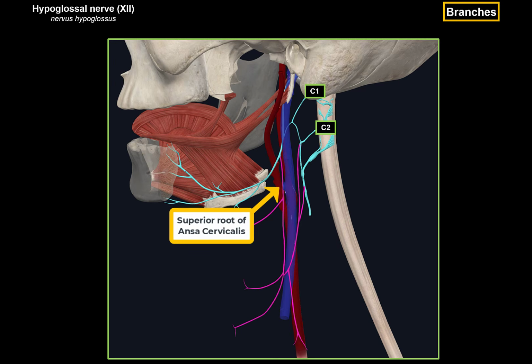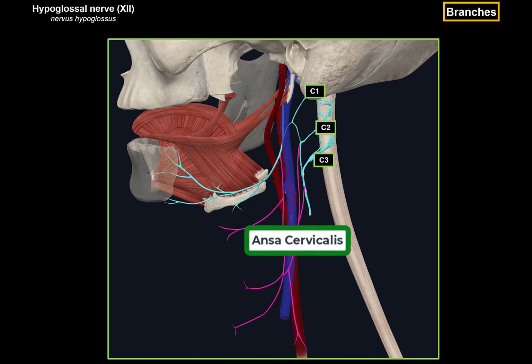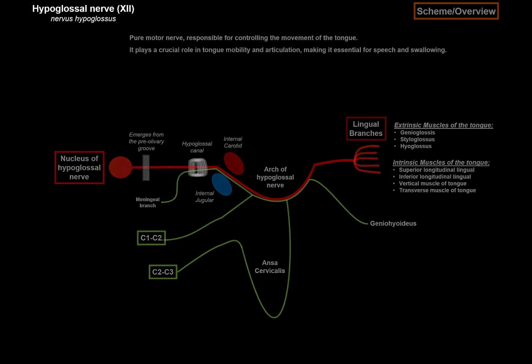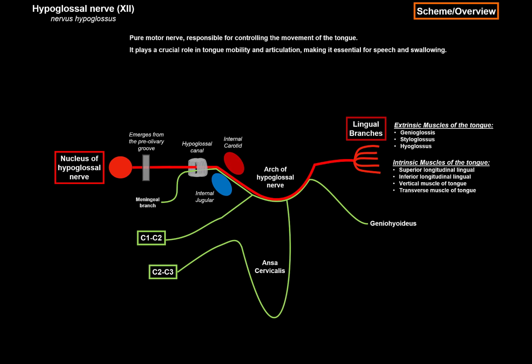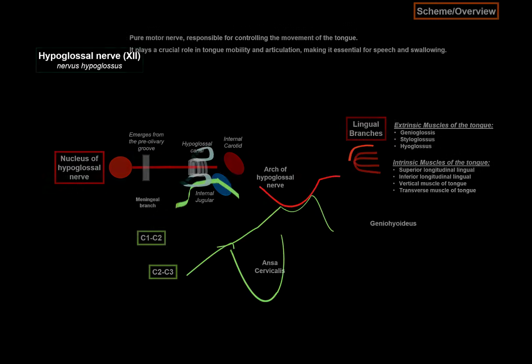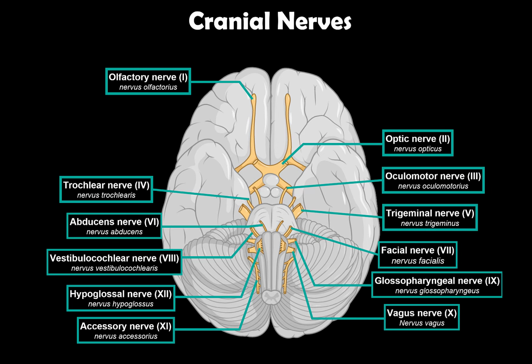Now, when you look at this image, you will also see that fibers from the hypoglossal nerve go towards the superior root of ansa cervicalis, which joins the inferior root of ansa cervicalis from C2 and C3 to form a nice loop here, the ansa cervicalis, which is a part of the cervical plexus. Alright, so that was everything I had for this nerve. Here again you see the scheme for the hypoglossal nerve. It's just schematic, not exactly anatomically correct, but I hope it will help you gain a good understanding of this nerve.